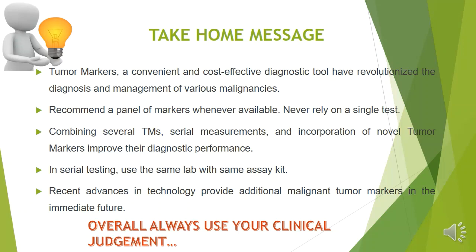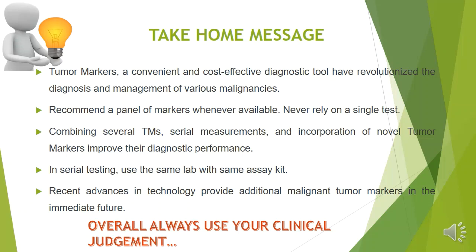And don't use a tumor marker as the sole diagnostic criterion. Tumor markers are mostly additional; they help in diagnosis as an adjunct. You have to use them along with other investigations. And number 3, if you are using it for prognosis, you have to monitor serially. A single value is not sufficient. Combining several tumor markers, serial measurement, and incorporation of novel tumor markers improve the diagnostic performance. In serial testing, use the same lab with the same assay kit. Recent advances in technology will provide additional malignant tumor markers in the immediate future.